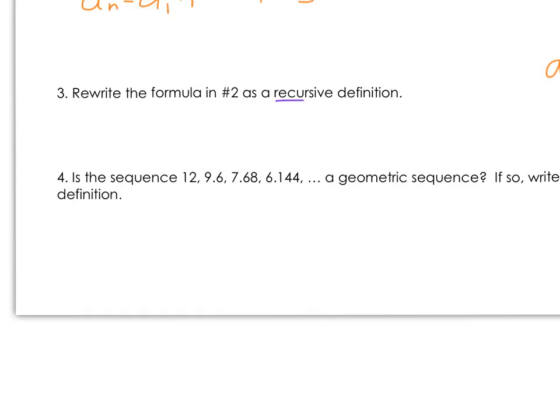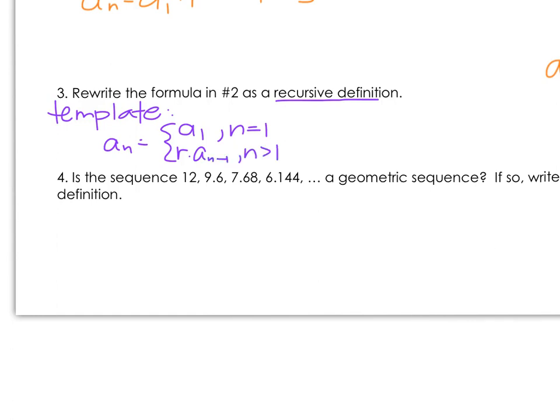When working with the recursive definition, like arithmetic, we're going to use that 2-part template. So over here, I'm just going to define how we'll set this up, and then we plug in what we know. It's a sub n equals, and we do that 2-row rule. We define a sub 1, which is the given number for us, and then comma n equals 1. That just tells us it's the first term. And then we take r times a sub n minus 1, and that works for all values greater than 1. We're literally just going to substitute in a sub 1 and r like we did in question 2.